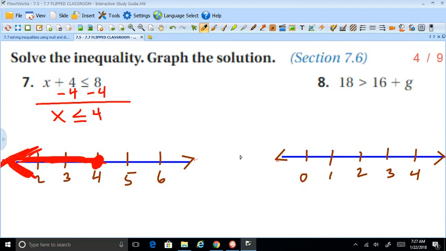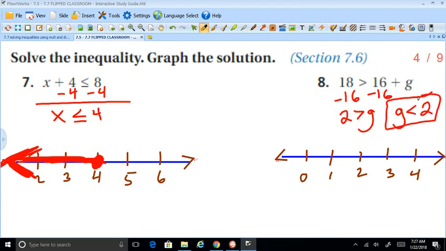Number 8. I'm going to subtract 16 from both sides to get g by itself. I get 2 is greater than g. I'm going to flip my answer around because I like to have my variable on the left-hand side. g is less than 2. And now I'm going to graph that solution right there. If g is less than 2, I need an open dot on 2. Put a 0 in there, that's true. Put a 4, not correct. So I go towards the true side, the 0 side. I'm going to shade to the left. And all these answers are part of the solution set. Every number that's less than 2 would be true.